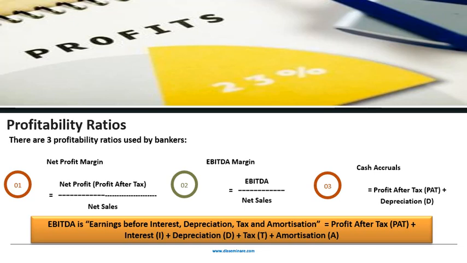Please note, EBITDA is earnings before interest, depreciation, tax and amortization, calculated as profit after tax, PAT, plus interest, I, plus depreciation, D, plus tax, T, plus amortization, A. Please remember this formula as it will be used in many examples later.